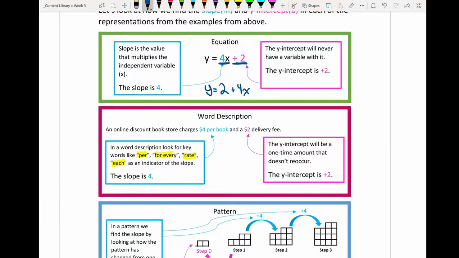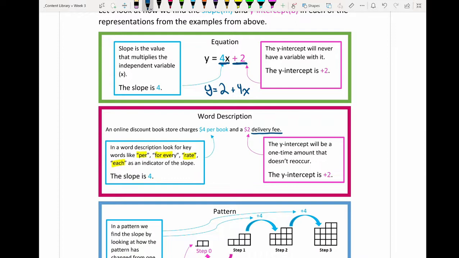And if we go back to our table, we would see that. And that would indicate that our slope is 4. The y-intercept will be a one-time amount that doesn't reoccur. So it doesn't continuously get added, or it doesn't add when numbers increase. So in this case, when we look at a delivery fee, the delivery fee is a one-time amount. It does not continuously get added. You do not get charged multiple times for it, right?